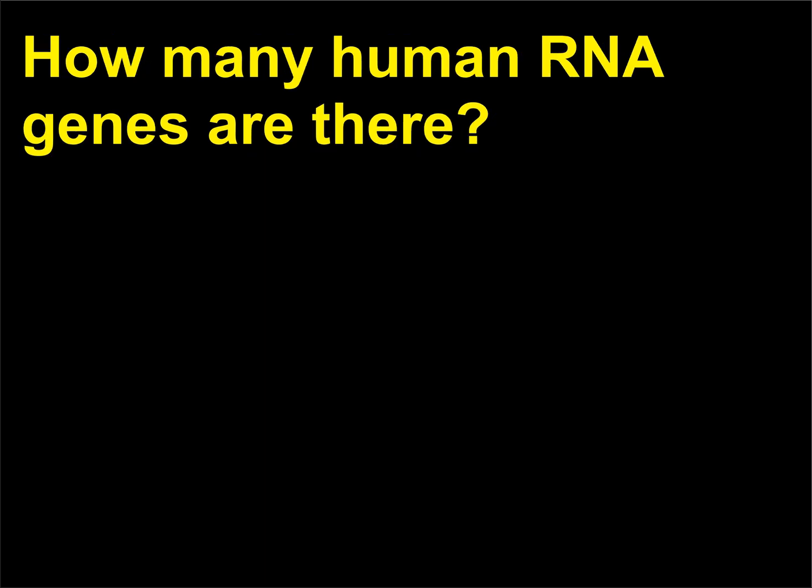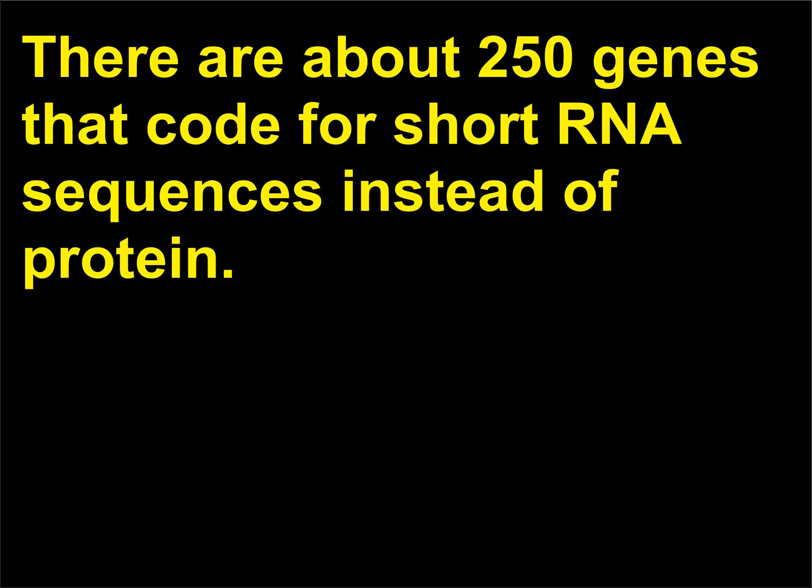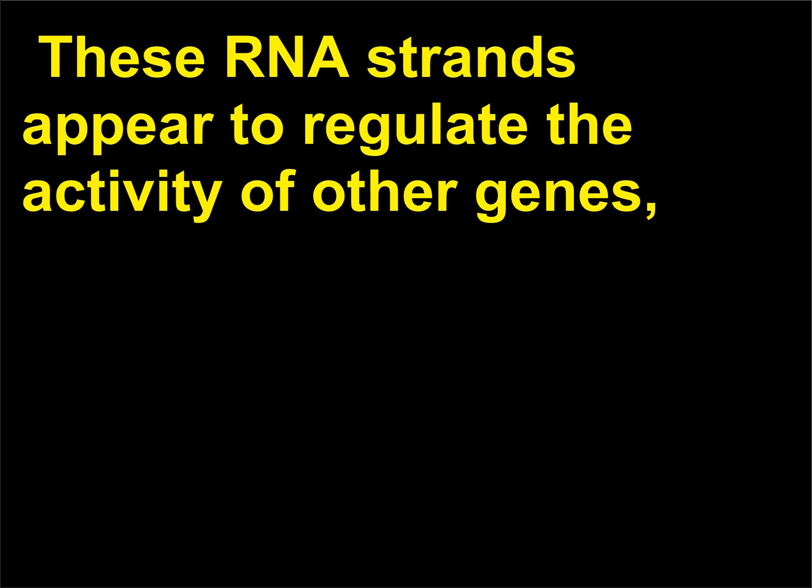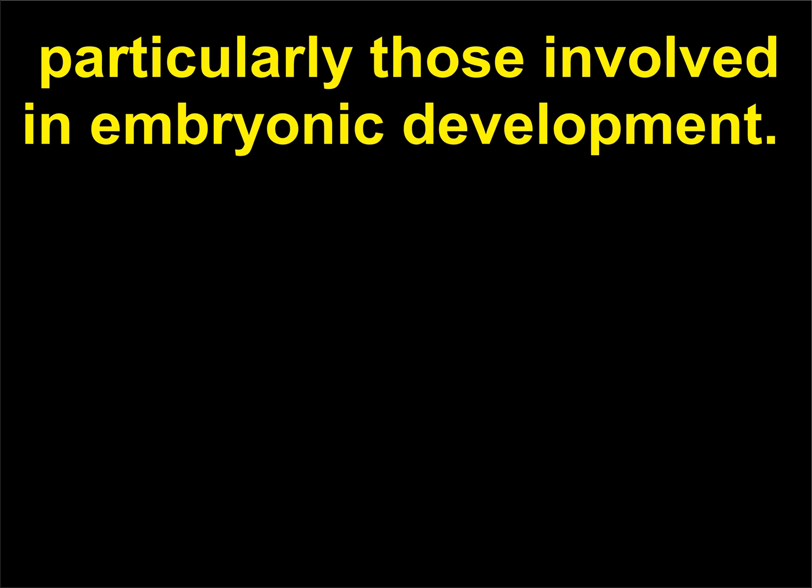How many human RNA genes are there? There are about 250 genes that code for short RNA sequences instead of protein. These RNA strands appear to regulate the activity of other genes, particularly those involved in embryonic development.